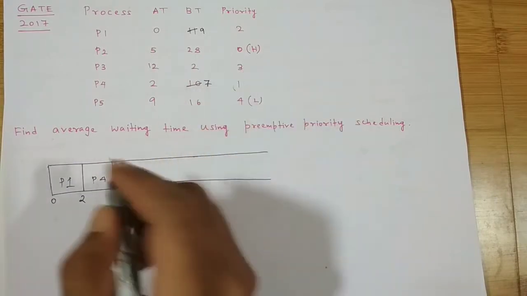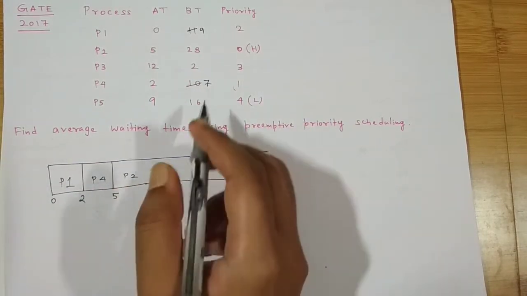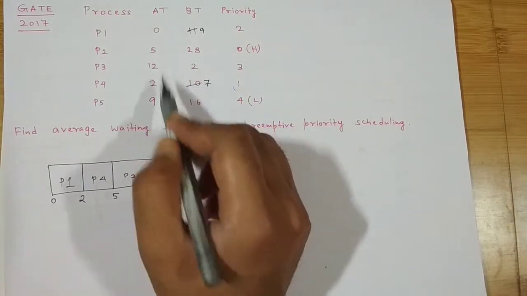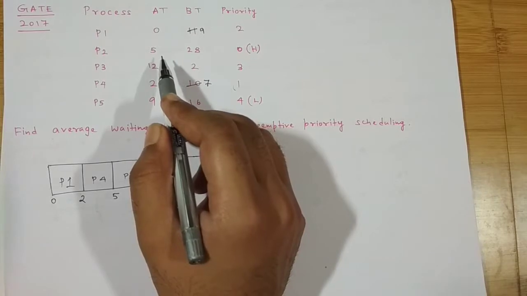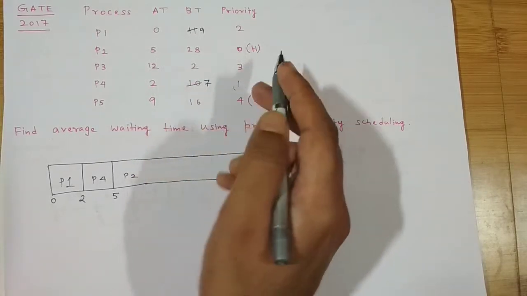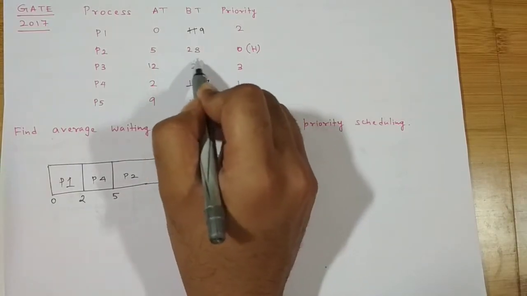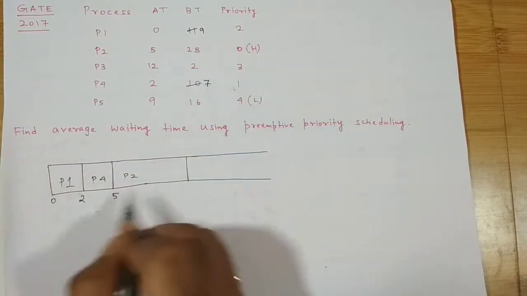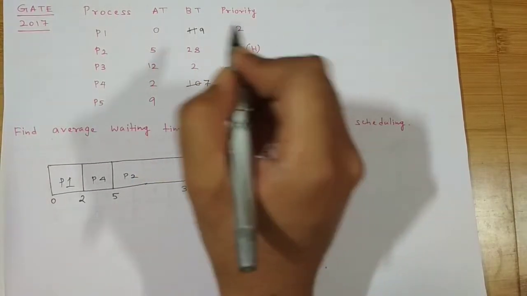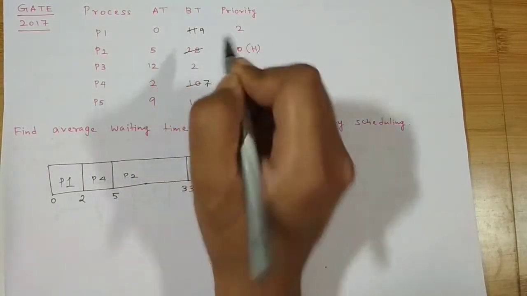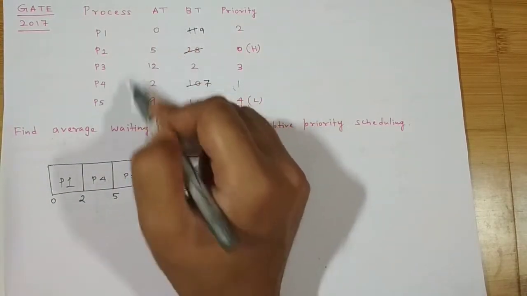P2 is available at the 5th unit of time and has the highest priority. So process P2 will run to completion because it has the highest priority. No matter which process arrives after P2, it will not be able to overtake it because its priority is the highest. So P2 will run for its burst time units. That means for 28 units. So 5 plus 28 will give me 33. So that will bring an end to the execution of P2. Now by 33 units of time, all my processes are available.